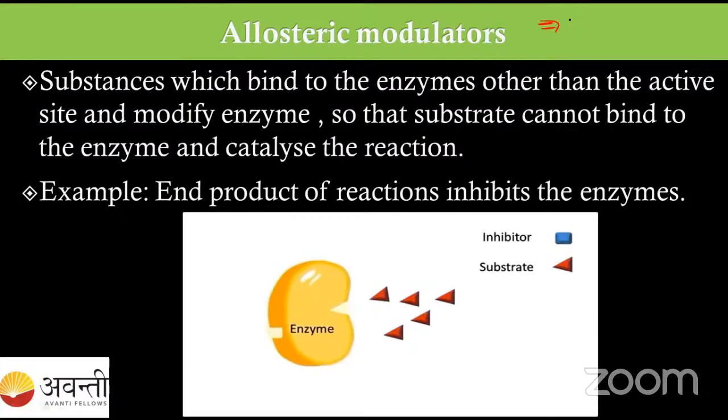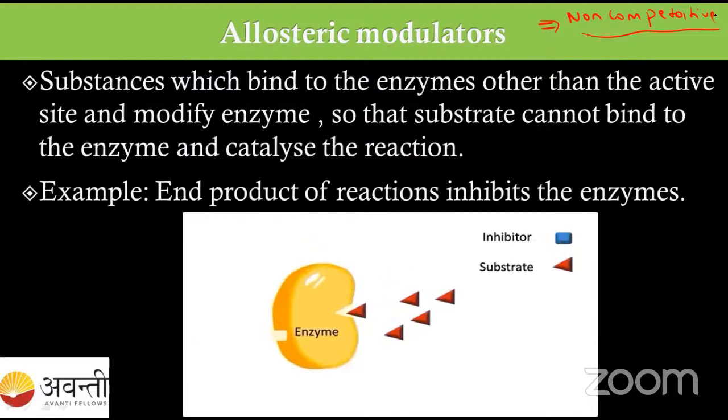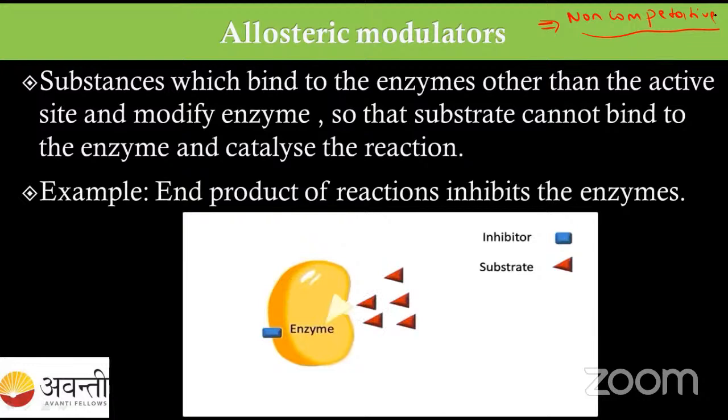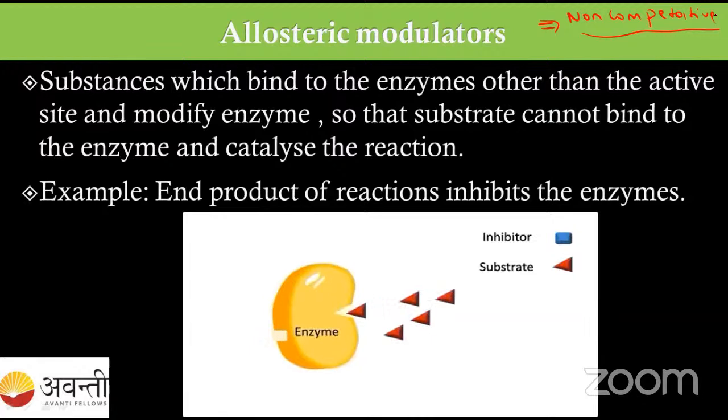It is non-competitive, or we'll call it allosteric. So what happens in the non-competitive? See here. In competitive inhibition, the substrate and the inhibitor are similar in structure, right? But here in non-competitive inhibition, the substrate has a different structure and the inhibitor has a different structure. And they are not competing for the active site.